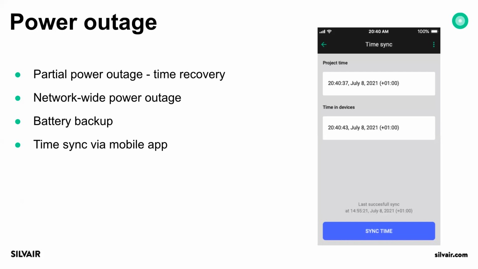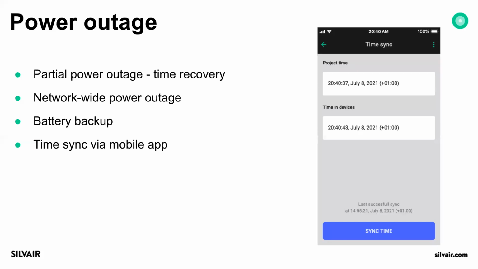In this case, we implemented a procedure that we call time recovery. After those devices come back online, they will be able to recover the time from other nodes in the network. This also applies to a time authority device. Even if the time authority device were out of power and not available in the network for some time, when it comes back, it can recover the time from other nodes in the network.